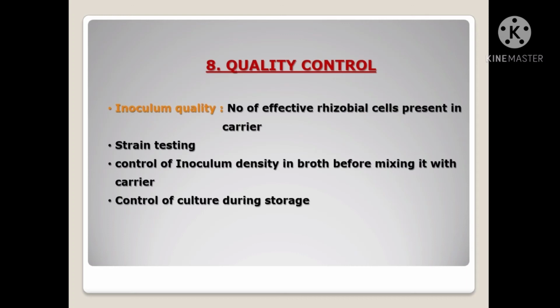Proper quality control measures should be taken. Actually, inoculum quality means the number of effective microbial cells present in our carrier based preparation. Some of the quality control measures include strain testing, second, control of inoculum density in broth before mixing it with carrier, and control of the same inoculum density in the carrier based preparation during the storage period.